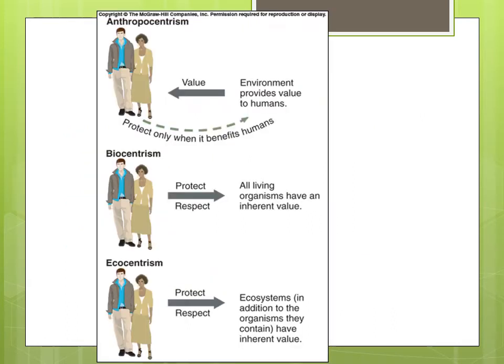Okay, so just a graphic to kind of show you. Anthropocentrism is protect things only when it benefits humans because the environment provides value to humans. Biocentrism, you protect all living things because all living organisms have some inherent value. Or ecocentrism, you protect the ecosystems. So in addition to the organisms, they have value. So we protect those as well. So those are different viewpoints that people can have, or that articles can have. And as we're looking at things, you should be paying attention to what is the viewpoint of this article.